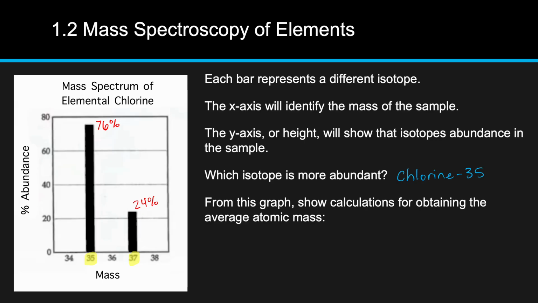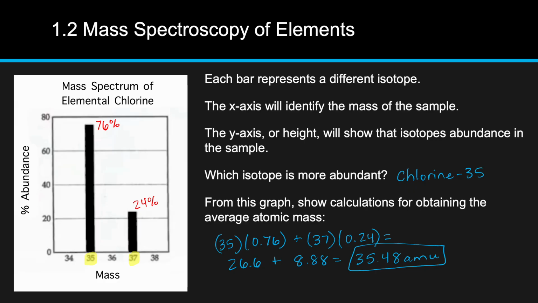Then it says, from this graph, show calculations for obtaining the average atomic mass. We've done this a few times already, so I'm just going to go through it one more time. We have our first isotope with a mass number of 35 and a relative abundance of 0.76, added with our other isotope with a mass number of 37 times its relative abundance, which is 0.24. When we calculate that, we get an average atomic mass of 35.48, which is very close to what you were given on your periodic table, 35.45.